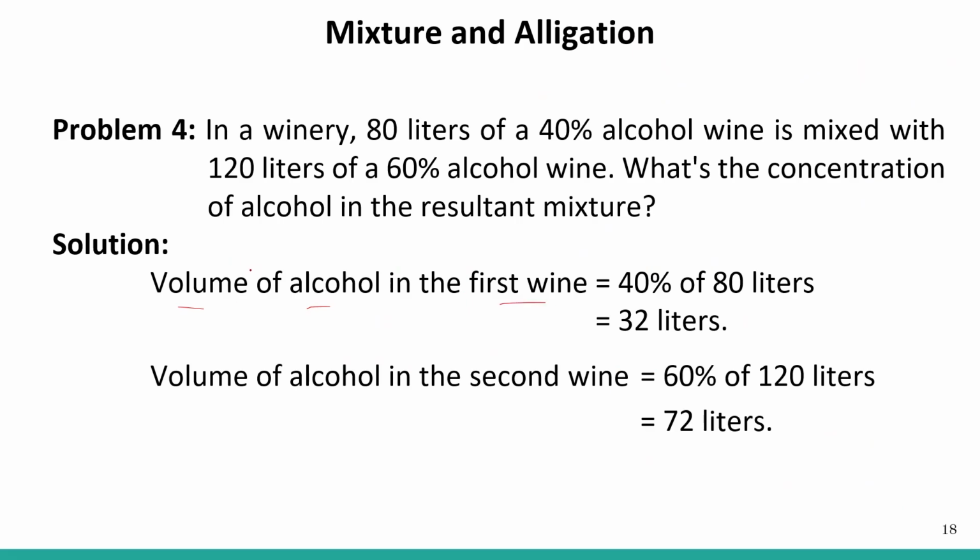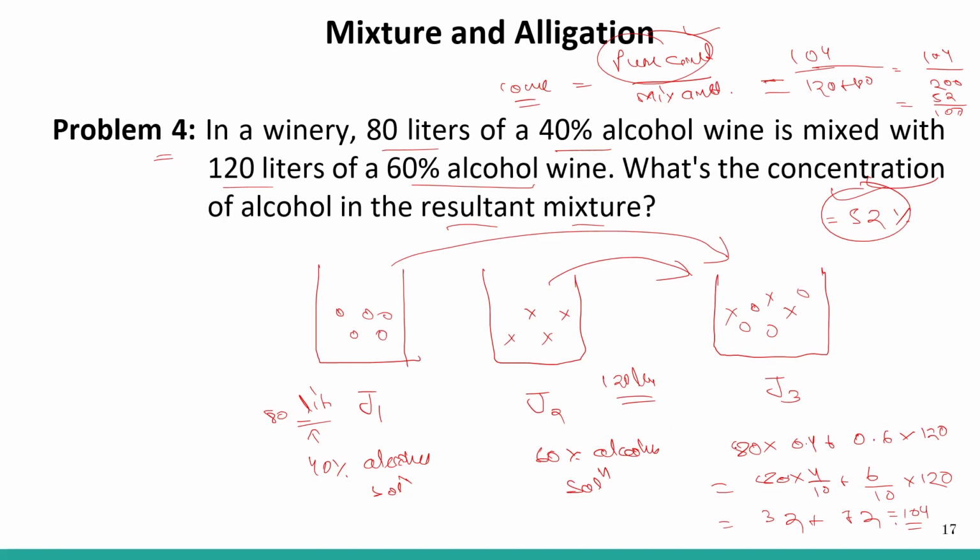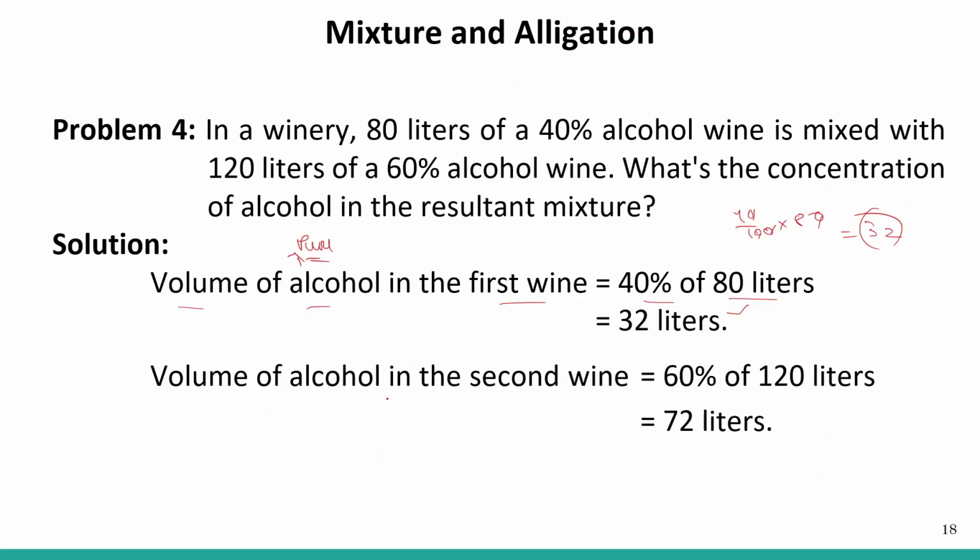So volume of alcohol in the first one, that is pure alcohol. Okay. So this alcohol here is pure. So it will be 40% into 80 liters. That is equal to what? So 40 by 100 into 80. So cancelling zeros, what we are left with is 32. Okay. We have also derived right here that we have 32 liter of pure alcohol from 40% alcohol solution with 80 liters amount. Okay. And we have 72 liters of pure alcohol from 120 liter of 60% alcohol solution.